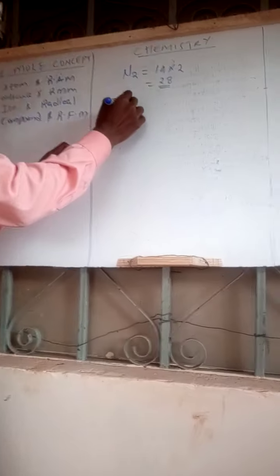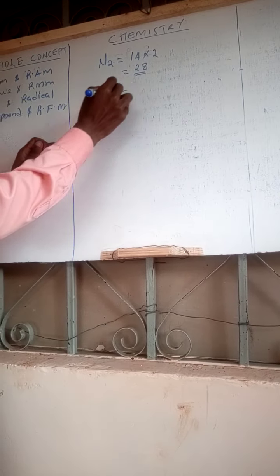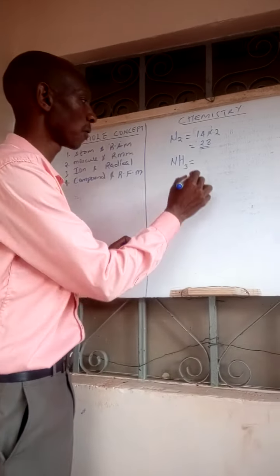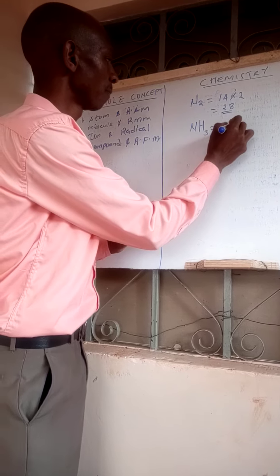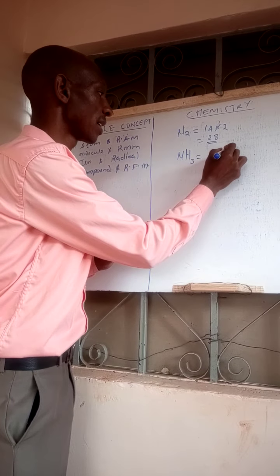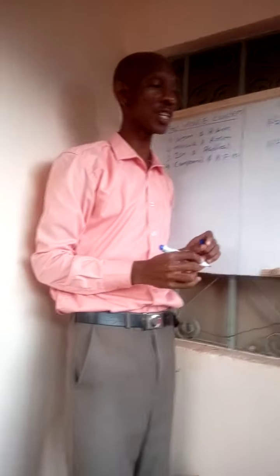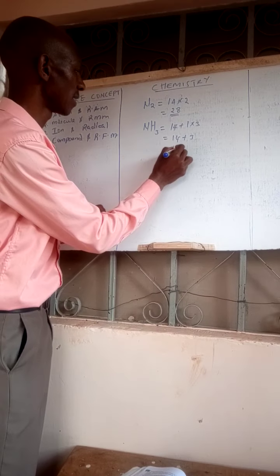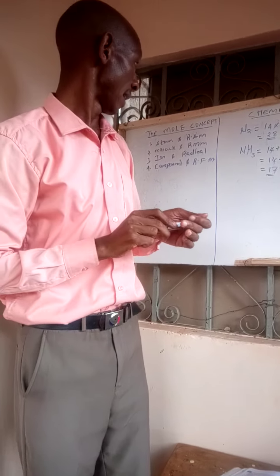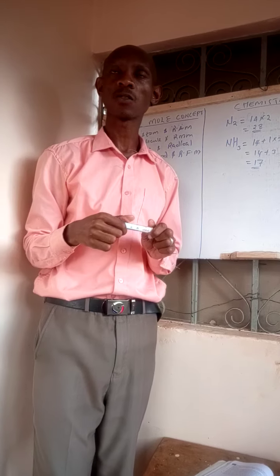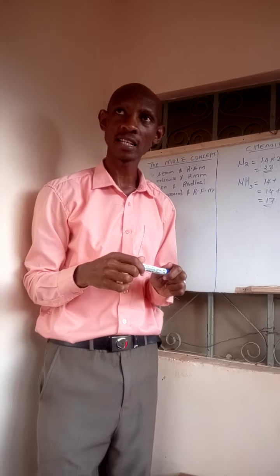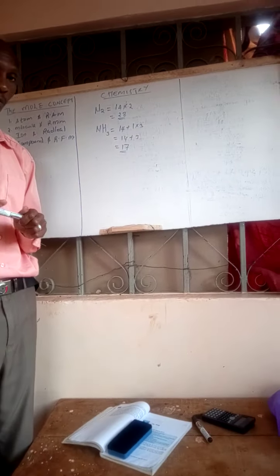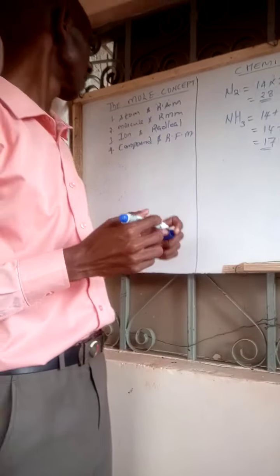Another example, we can look at ammonia gas, and the RMM of ammonia gas is calculated as follows. Nitrogen is 14 and hydrogen, each one is 1. Then you multiply by 3 because there are 3 hydrogens in ammonia, so you get 14 plus 3, which is 17. Therefore, relative molecular mass refers to the sum of the relative atomic masses of all atoms that are contained in a given molecule.